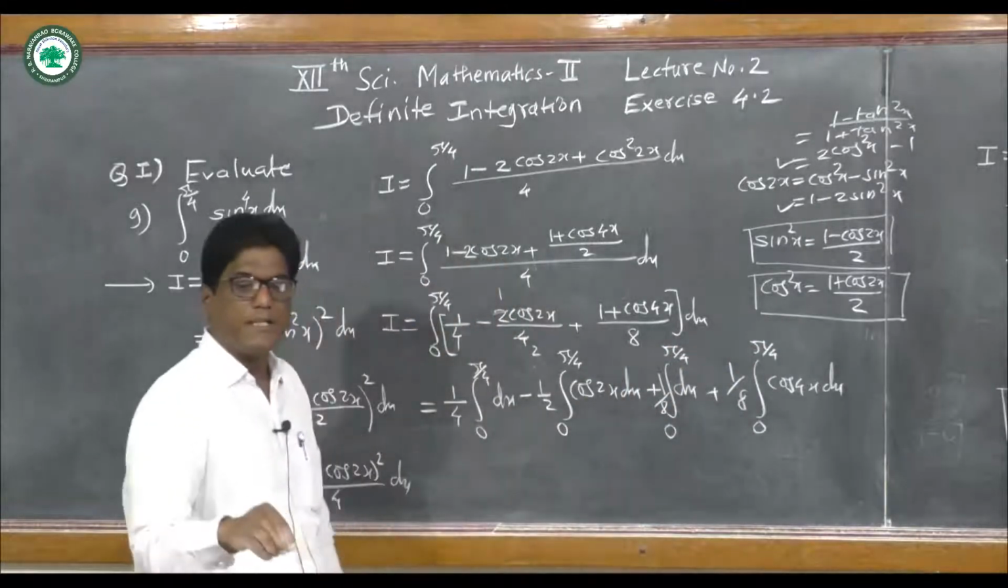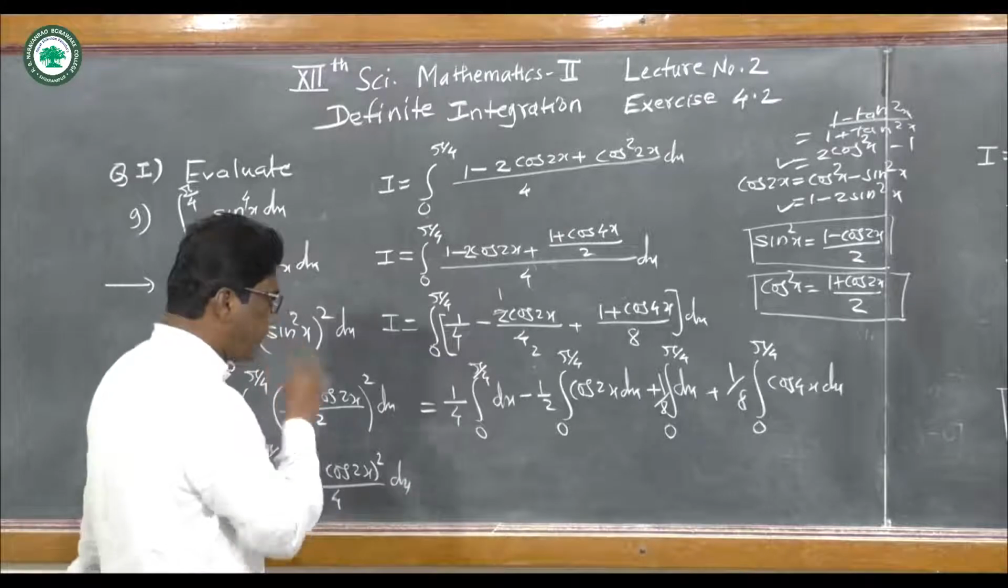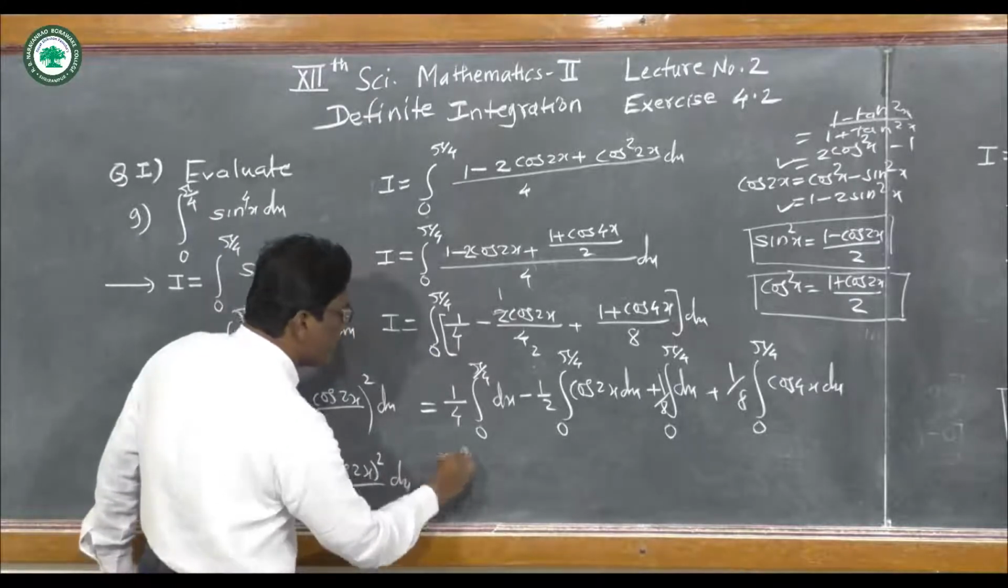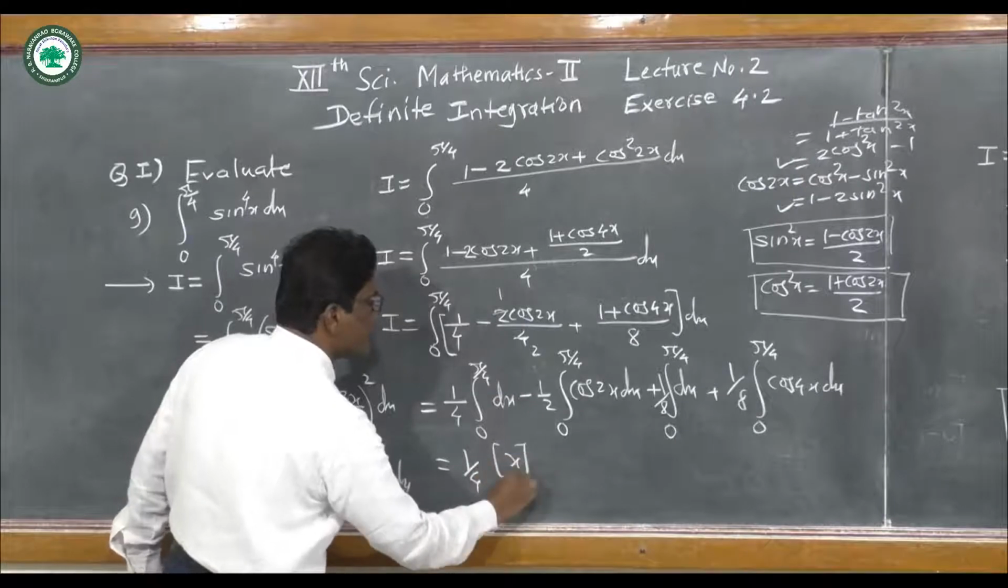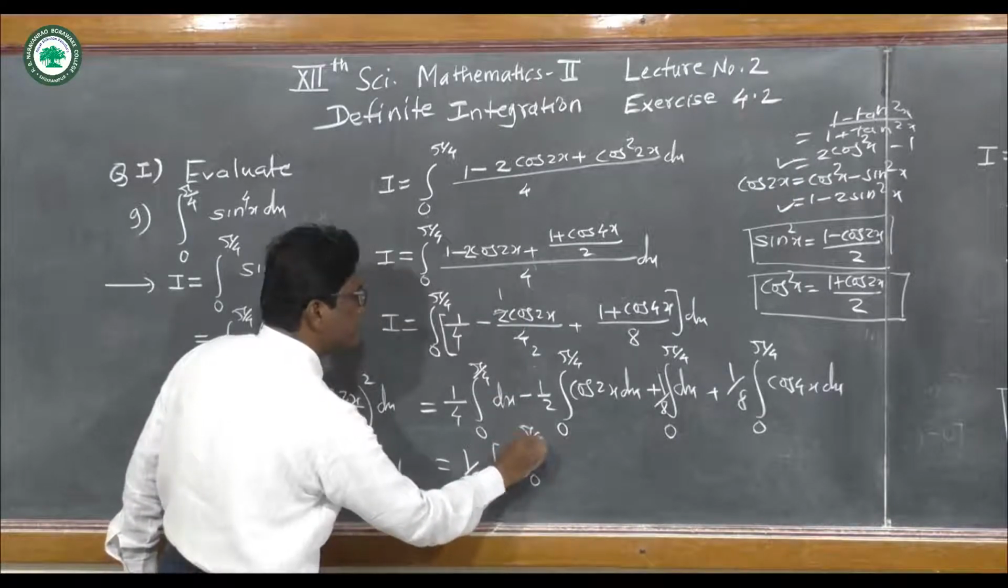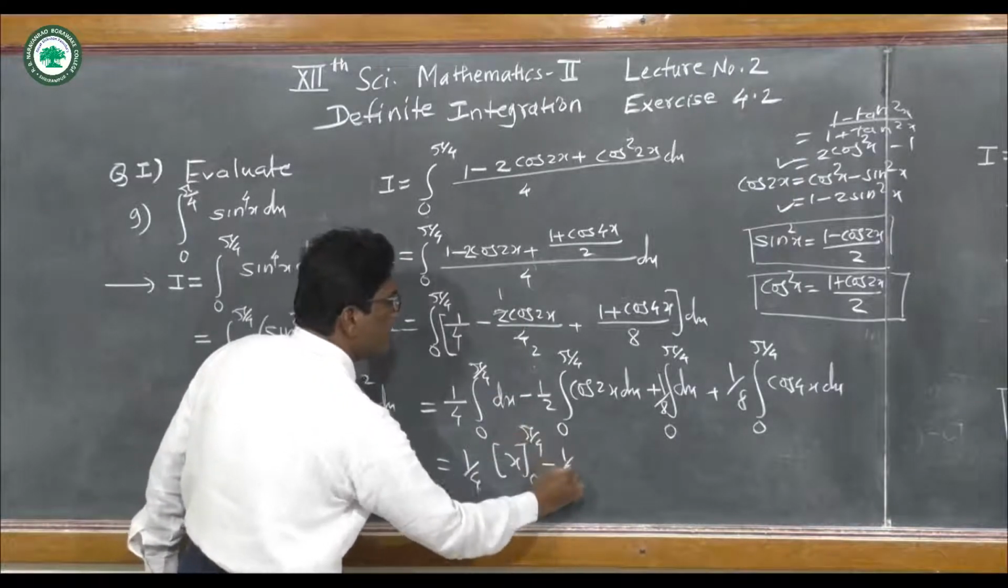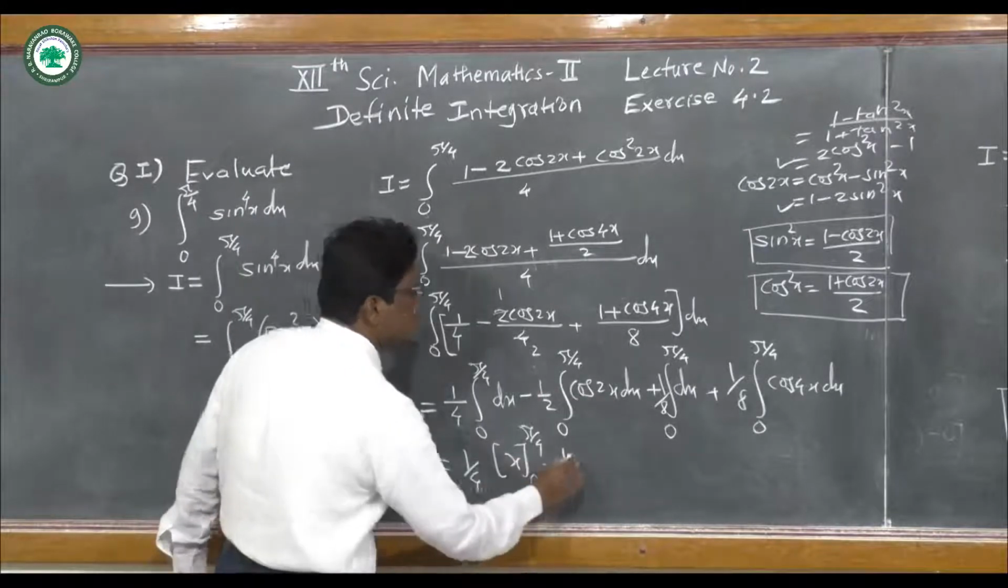And now take here integration. So it is equal to this 1 upon 4 as it is, integration of 1 dx means x, from 0 to pi by 4, minus here 1/2 as it is, integration of cos, that is sine.